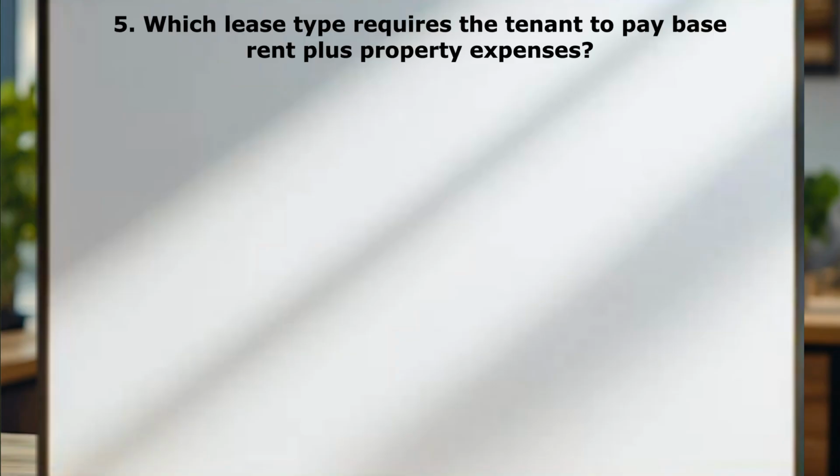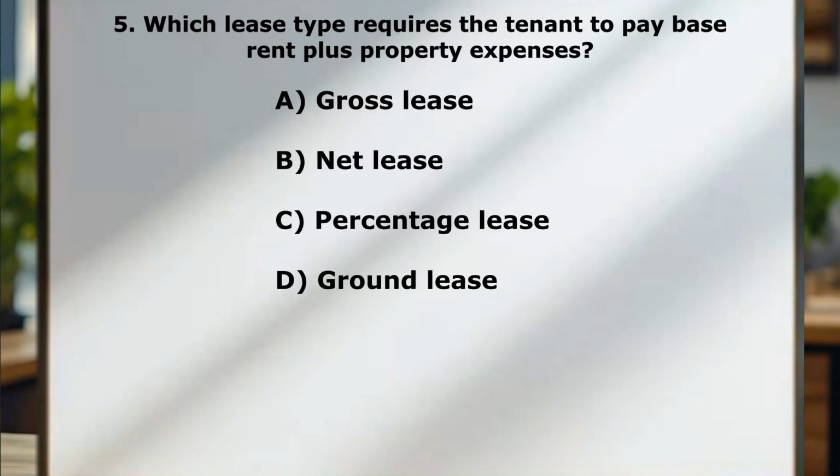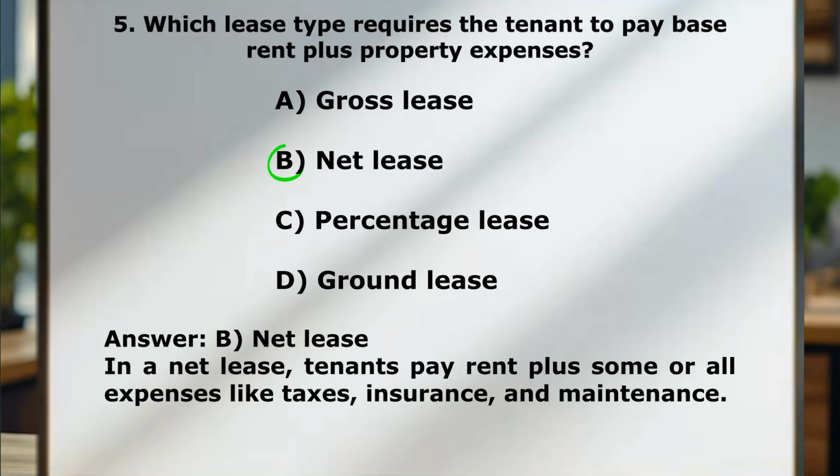Question number 5, which lease type requires the tenant to pay base rent plus property expenses? A, gross lease. B, net lease. C, percentage lease. D, ground lease. Correct answer here is B, net lease. So in net leases, tenants aren't just paying their rent. They're also typically paying taxes, insurance, utilities, and maintenance. So this is much more common with commercial properties, much more rare with residential properties.